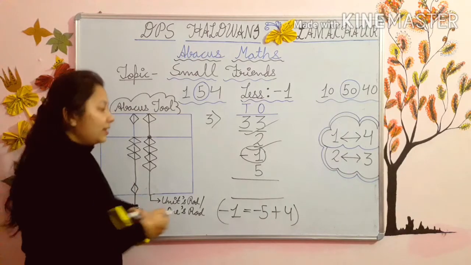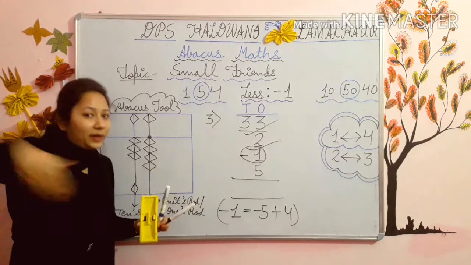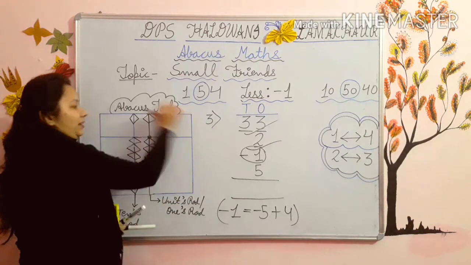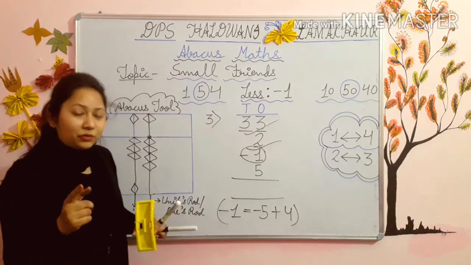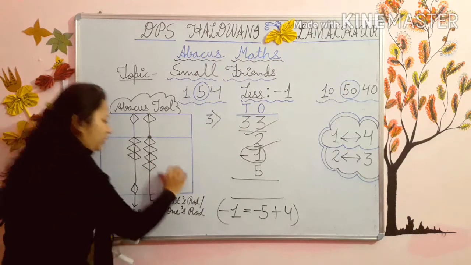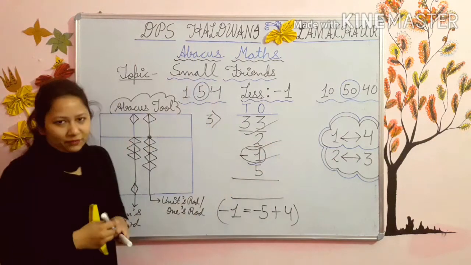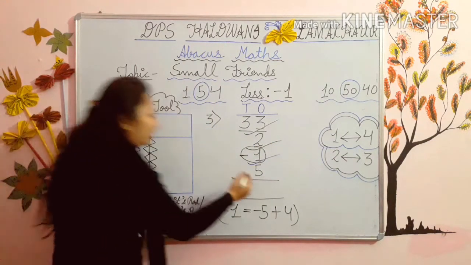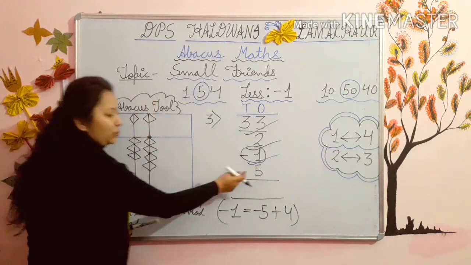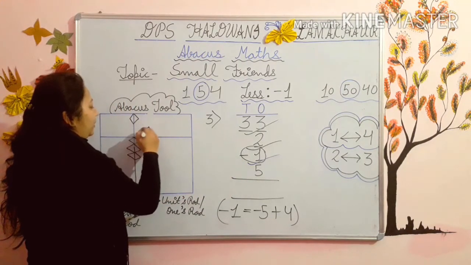Now let's revise. For minus 1, the first thing you have to do is subtract 5. So you have subtracted 5. Then what do you have to do? You have to add the friend. Add 4. So you have added 4 and your 1 is subtracted. Nothing more to do now. Now the last step: you have to add 5. See, no sign means add. So add 5.